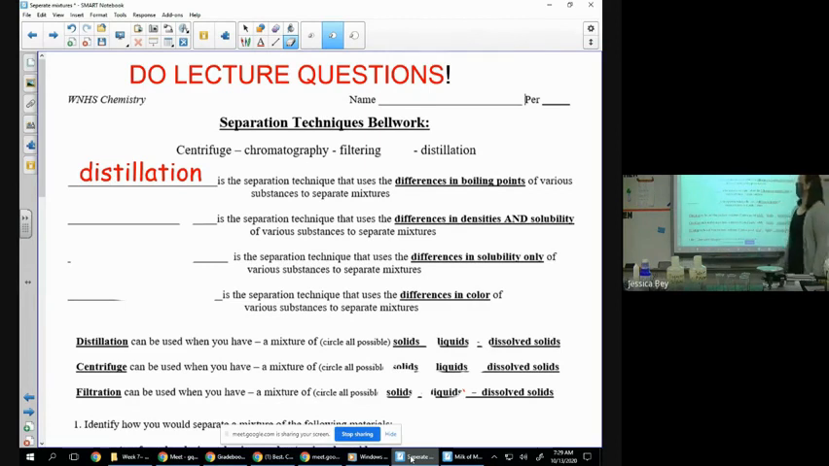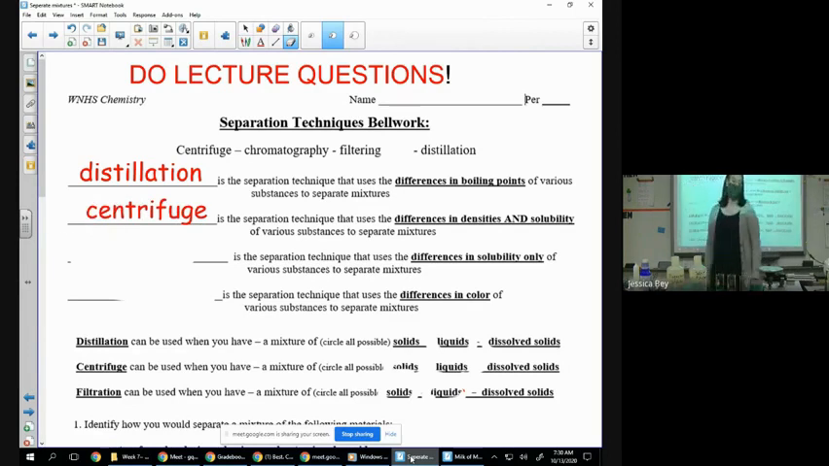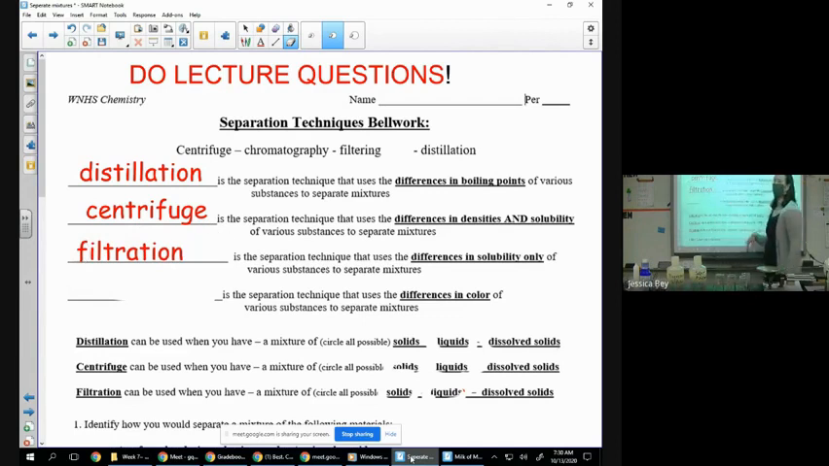The separation technique that uses difference in density and solubility. It's the one that spins really fast over here in the centrifuge in the fume hood. I said the answer. Centrifuge. Giving up answers up here, I guess. Separation technique that uses difference in solubility, you use it when you make coffee in the morning. Filtering. Thank you. And then the only other one, the one that is based on color, is chromatography. Okay. Awesome.